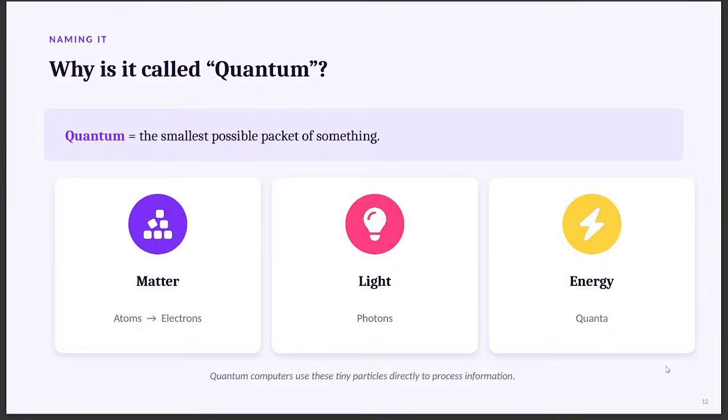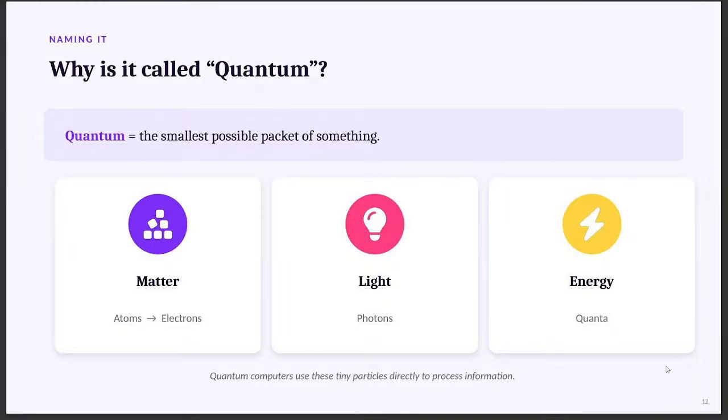Let's move to the main thing. Why this particular word? Why do we call it quantum? The word quantum comes from the word quanta. The particles of energy are nothing but quanta, from Max Planck. From that word, quantum was derived. A quantum means the smallest possible packet of something. Listen carefully: a quantum means the smallest possible packet of something.